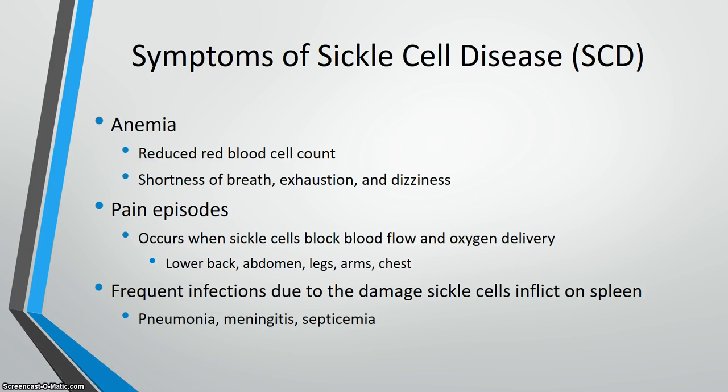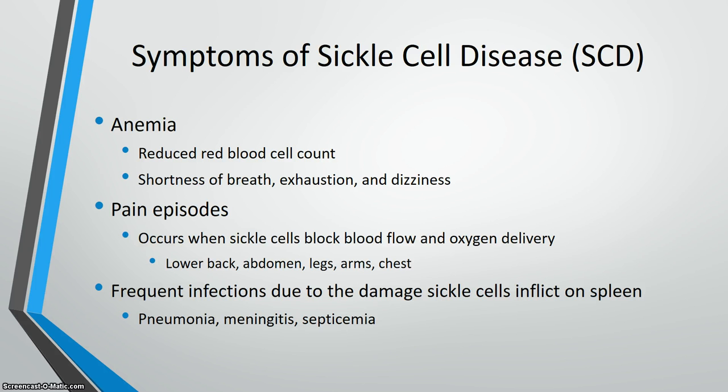Another symptom of sickle cell disease is pain episodes, and this occurs when sickle cells block blood flow and oxygen delivery. Some of the common areas where pain tends to occur is in the lower back, the abdomen, the legs, the arms, and the chest. It's not limited to these areas. It can occur in other areas as well.